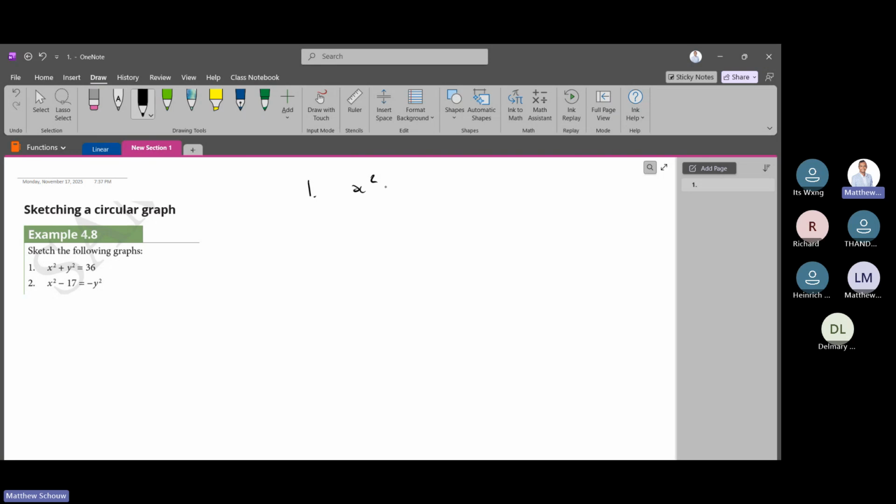x squared plus y squared equals 36. The first thing you want to do, the radius part, which is the r, you want to make it into a square, right? So that's going to be 6 squared. You guys agree with me? Yes, sir. Yeah.